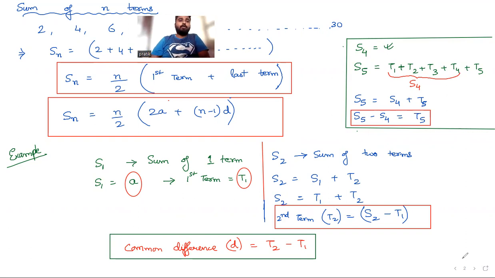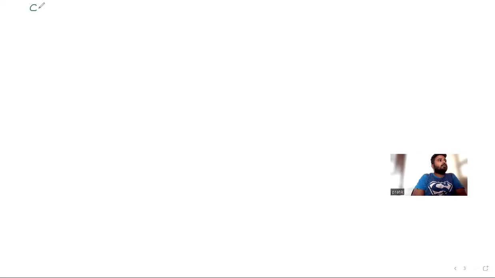On a similar note, there is something else which is necessary in AP, and that is when you have consecutive terms. Let's say I have three consecutive terms. Why do we prefer this? I have a reason.